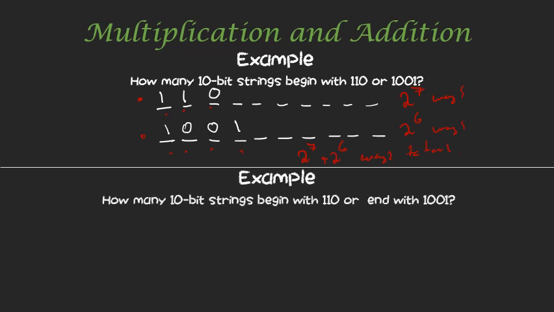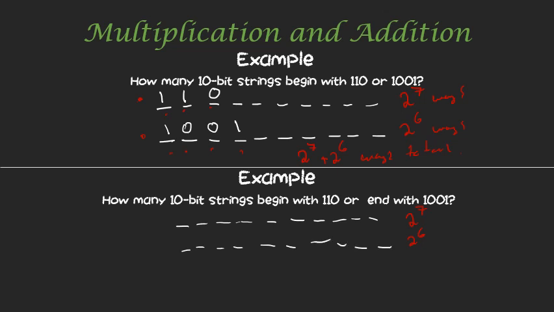How about another example? How many 10-bit strings begin with 110 or end with 1001? All right, we set it up again. We would have 2 to the 7 ways to do the first one and 2 to the 6 ways of doing the second one. Maybe let me draw those out. 1, 2, 3, 4, 5, 6, 7, 8, 9, 10. 1, 2, 3, 4, 5, 6, 7, 8, 9, 10.